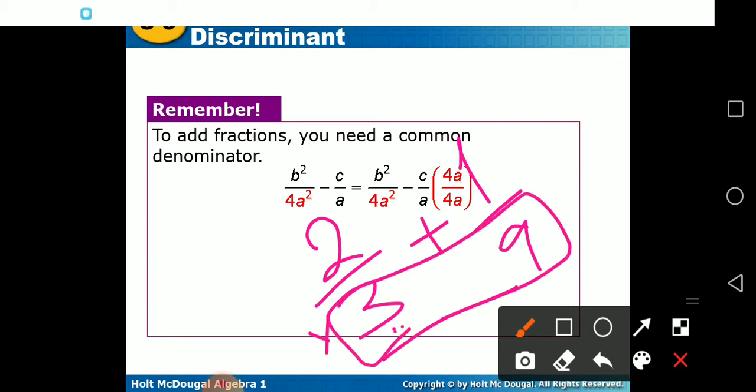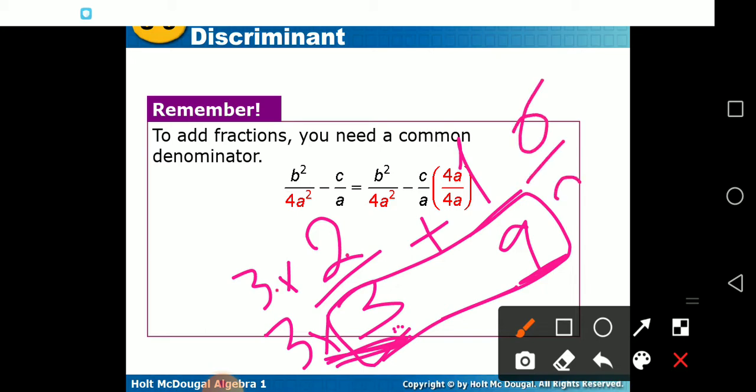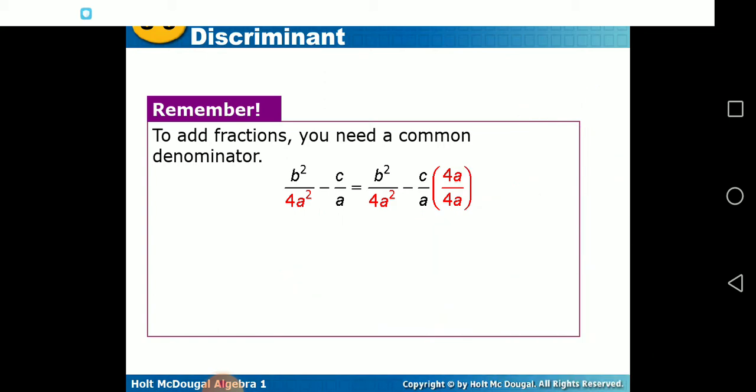So I can multiply both by 3. Why? I want the denominator to be the same. So 3 times 3 is 9, 2 times 3 is 6. So it will be 6 over 9 plus 1 over 9. 6 plus 1 is 7, and the denominator keeps the same. So it will be 7 over 9. Okay, guys, as we see, this is a very easy one.